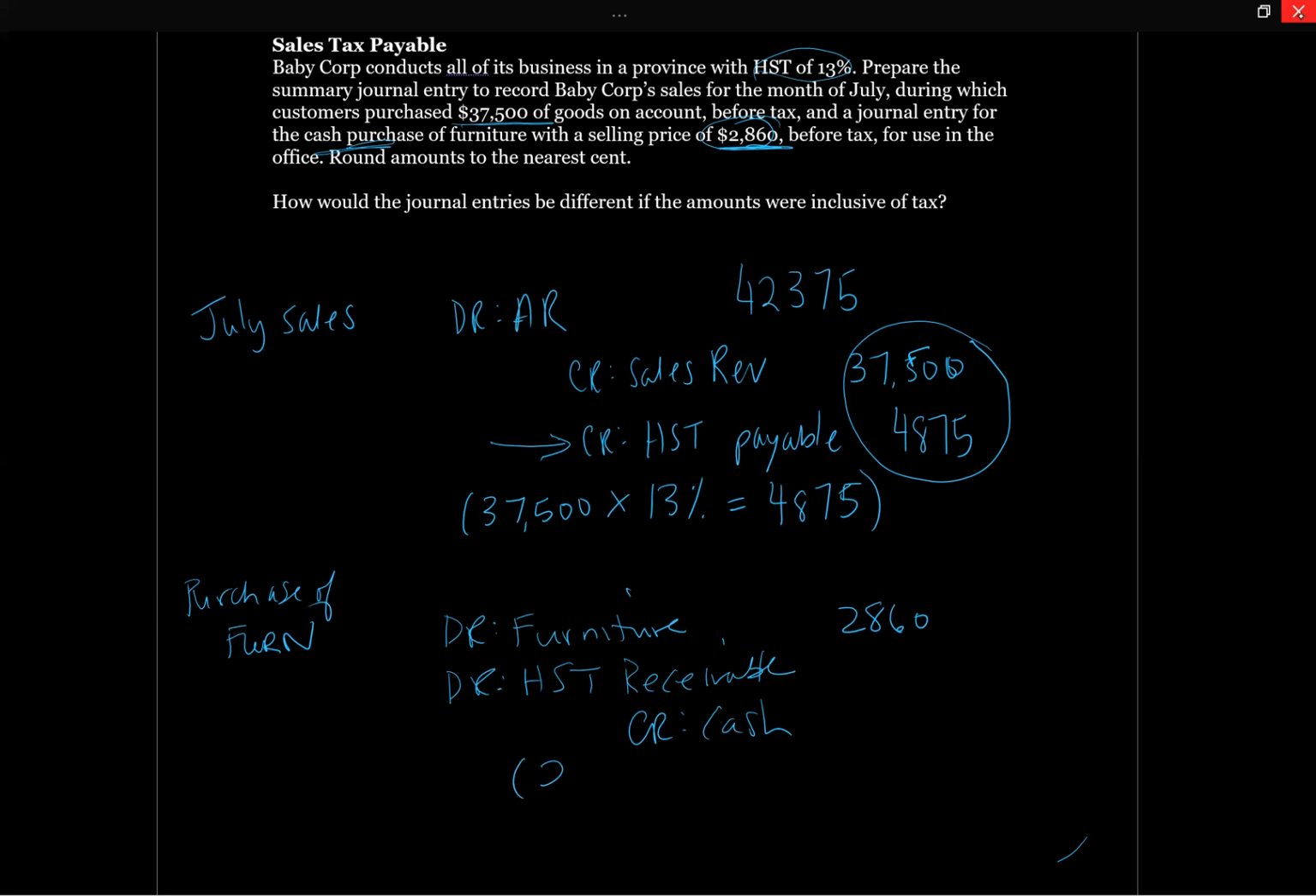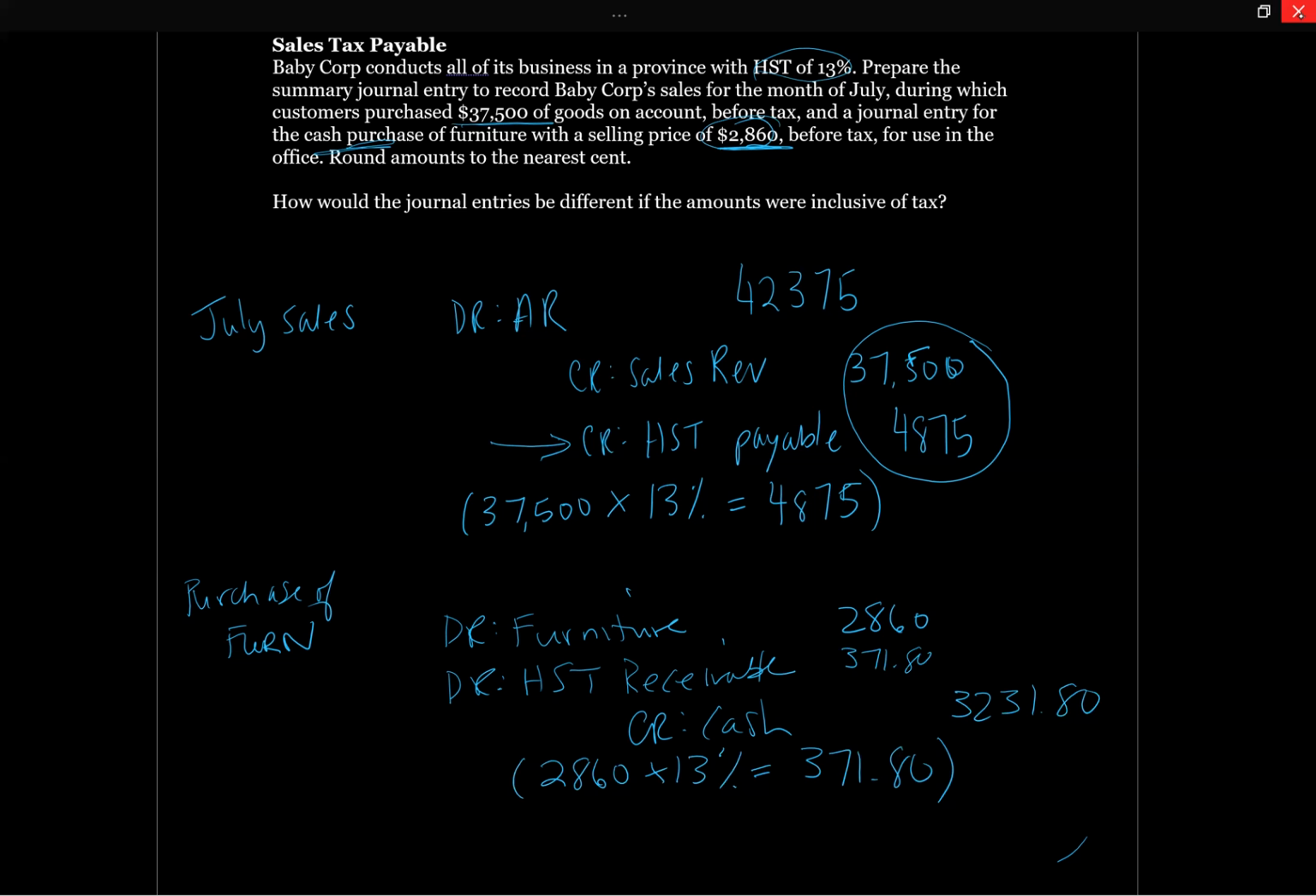So down here, we're going to have $2,860 times 13%, which is going to give us $371.80. And that's going to be our HST receivable amount. And so the net cash that we would have had to pay for that purchase would be $3,231.80. So that's what those two journal entries look like.